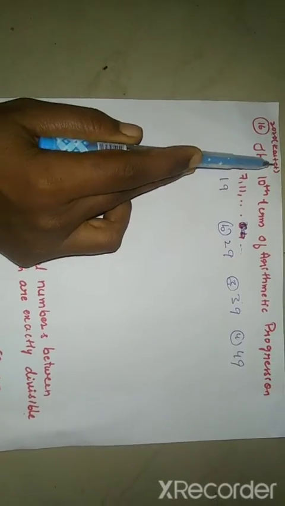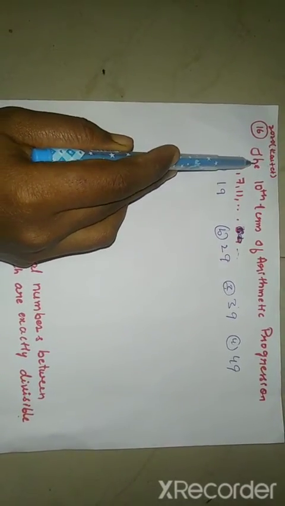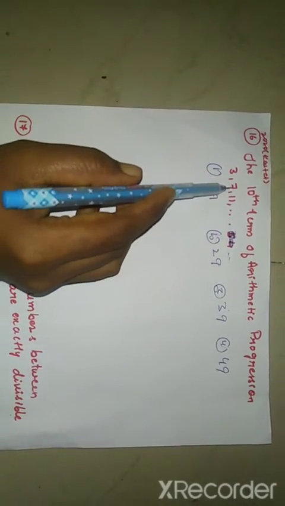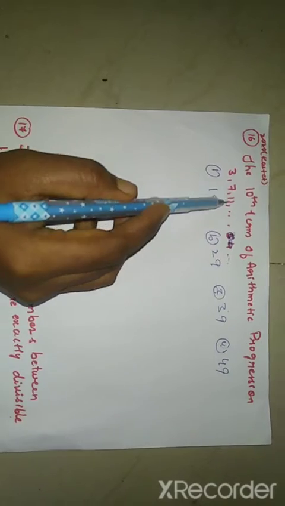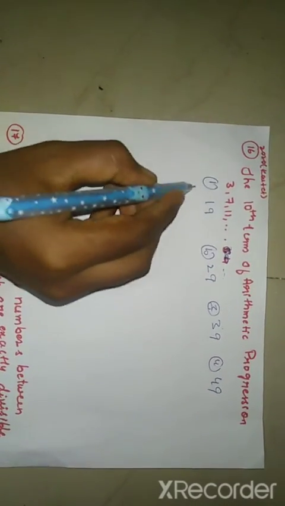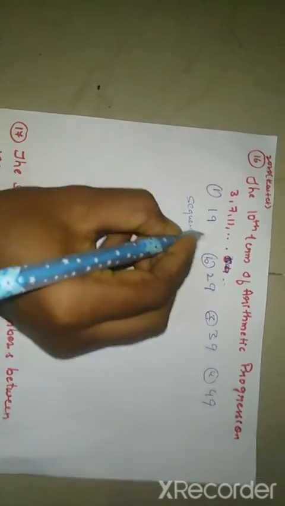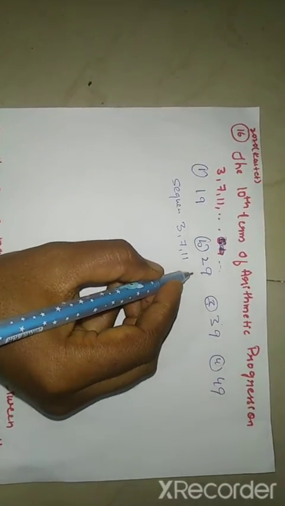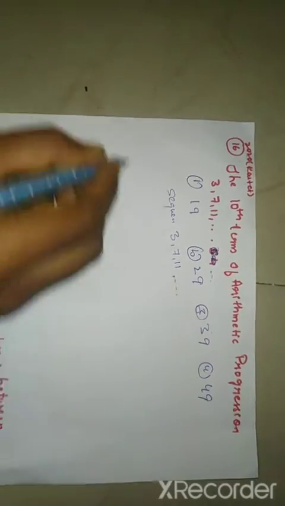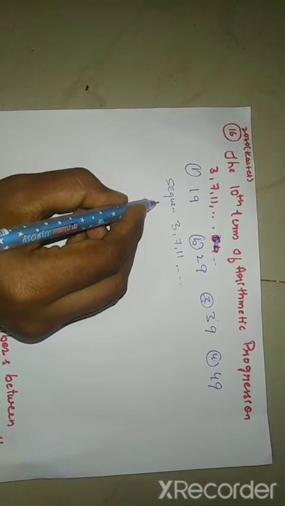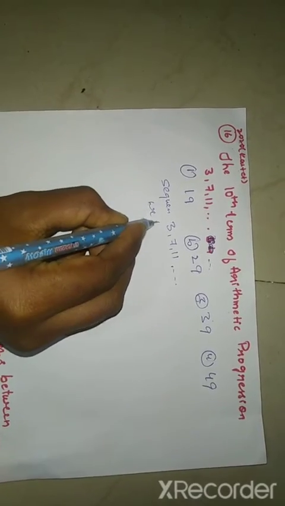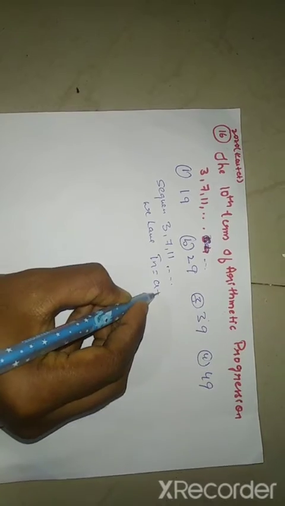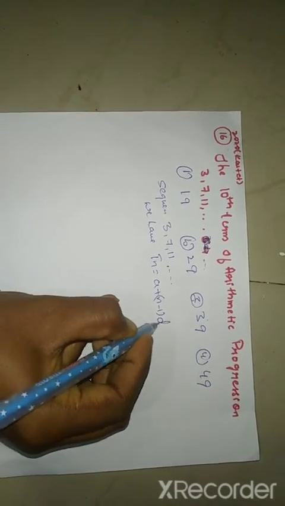This is asked in 2020 Karnataka TET. The 10th term of an arithmetic progression. So we have to find out the 10th term. They have given the sequence as 3, 7, 11, and so on. So we already know the formula: Tn is equals to a plus n minus 1 into d.